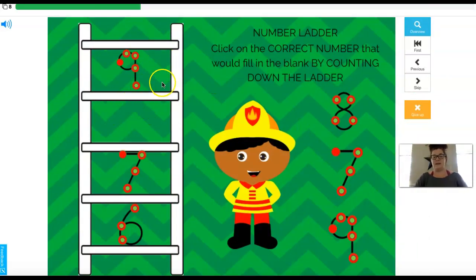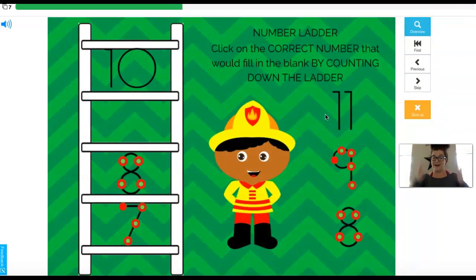What goes in this space when I'm counting down the ladder? 9, blank, 7, 6. What can I do if I don't know? I can use my touch points. 1, 2, 3, 4, 5, 6, 7, 8, 9. I just need to count backwards 1, 9, 8. I find my number 8, and that's what goes there. Yay!